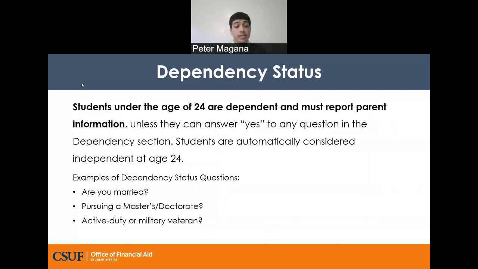Some of the questions it does ask you are, are you married? If you answer yes, then you're considered independent. If you're pursuing a master's or doctoral degree, or if you're active duty or a military veteran, then you would be considered independent. There are other questions as well, so make sure you read through them. And if you answer no to all of those, then you would have to report parent information, unless you have a special circumstance.